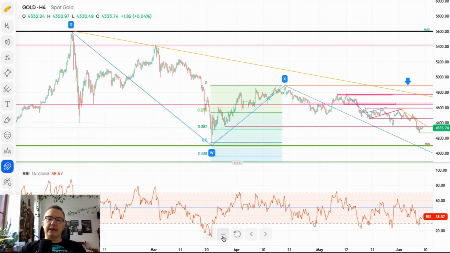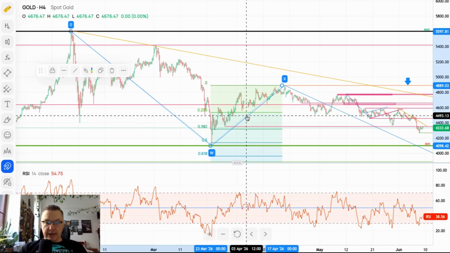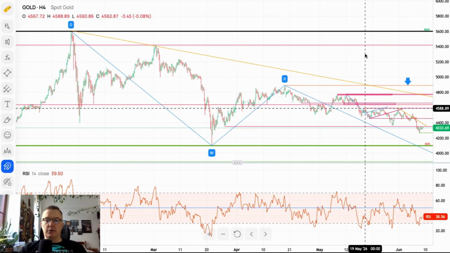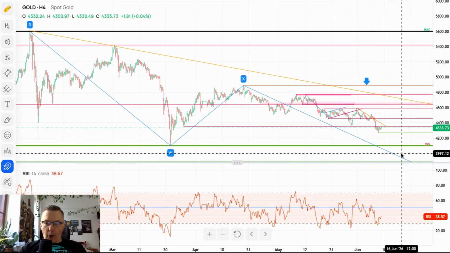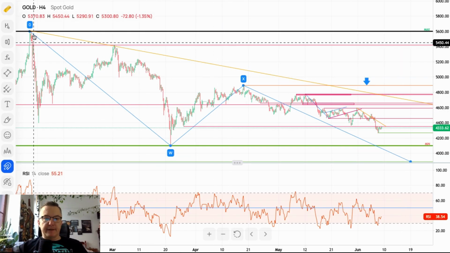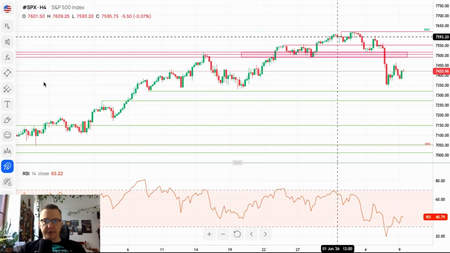Nevertheless, as we remain in this scenario at least a few times, let me just remove this Fibonacci, there you go, we still have wave W, wave X, and now the wave Y to the downside is being developed, right? So right now, the development of this wave is still in progress, and we should see lower levels on the gold soon.